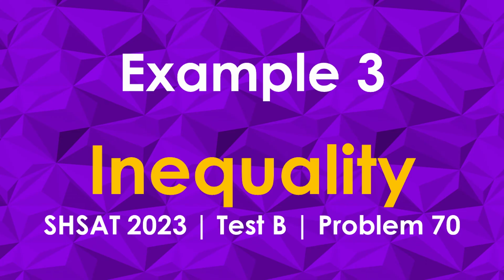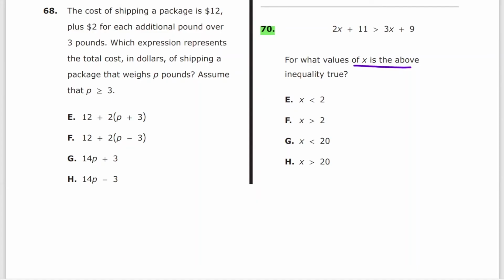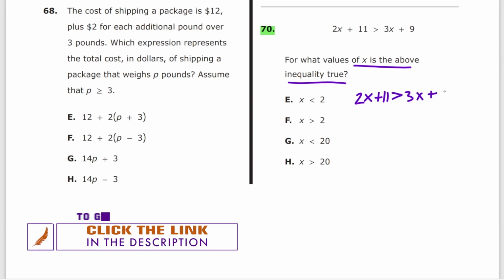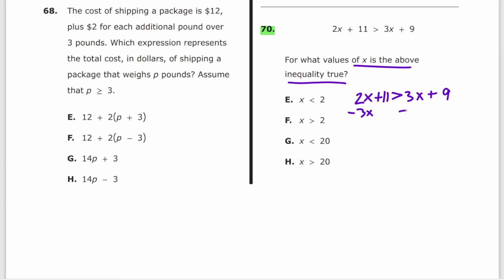Let's move on. Problem 70 from test B. For what values of x is the above inequality true? We just need to solve it. So let me rewrite it. 2x plus 11 greater than 3x plus 9, minus 3x minus 3x. You get minus x plus 11 greater than 9, minus 11 minus 11, minus x is greater than minus 2.